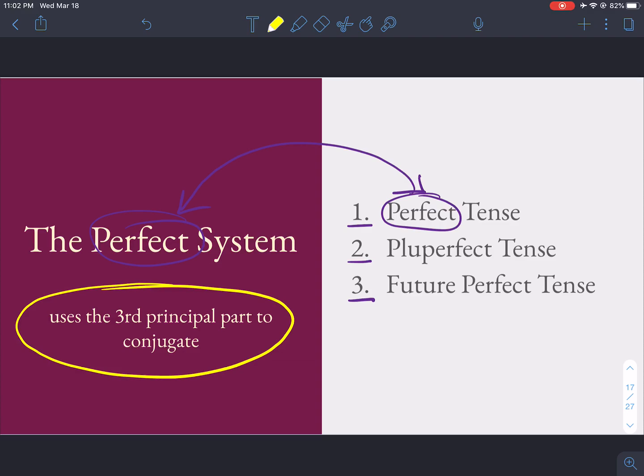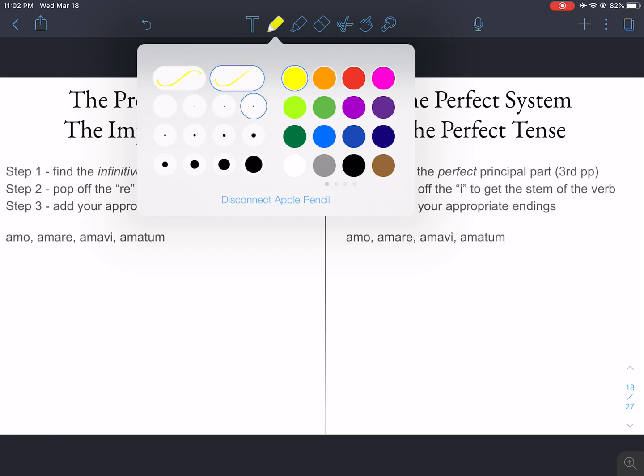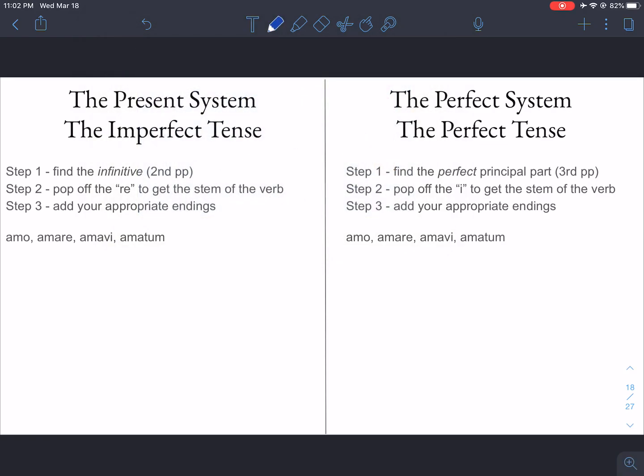So moving on, I've decided to pick two tenses, one from each verb system, to talk about. From the present system, I've chosen the imperfect tense, and from the perfect system, I've chosen the perfect tense. We're going to compare the two and see how they work together. Let's start with the present system. Listed below are the three steps to conjugating any Latin verb. Step 1: you find the infinitive, which is the second principal part. So let's do that.